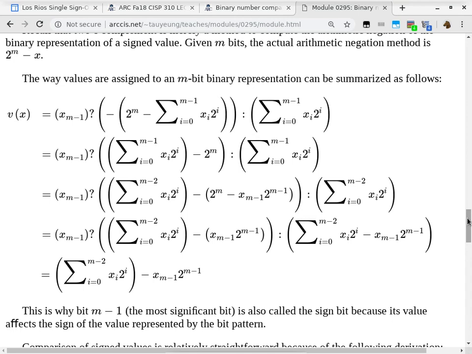Is that okay so far? So this bit here, the most significant bit of a signed number, is special. It is called the sign bit. Okay?